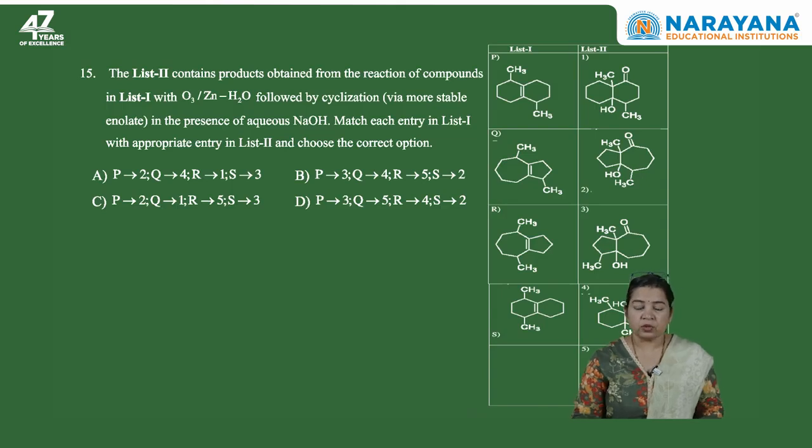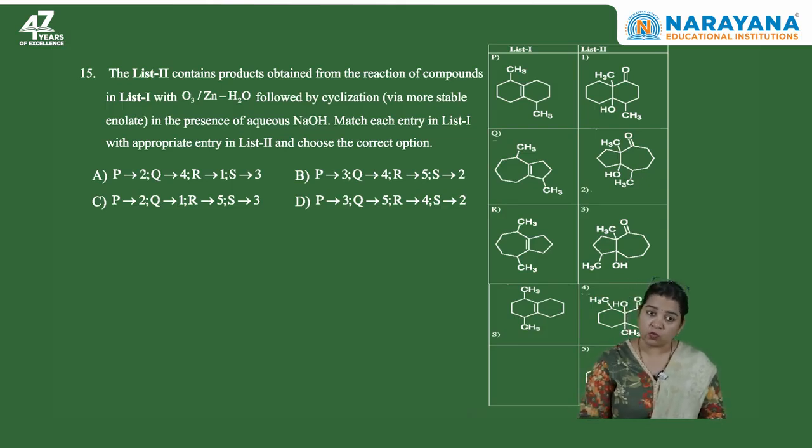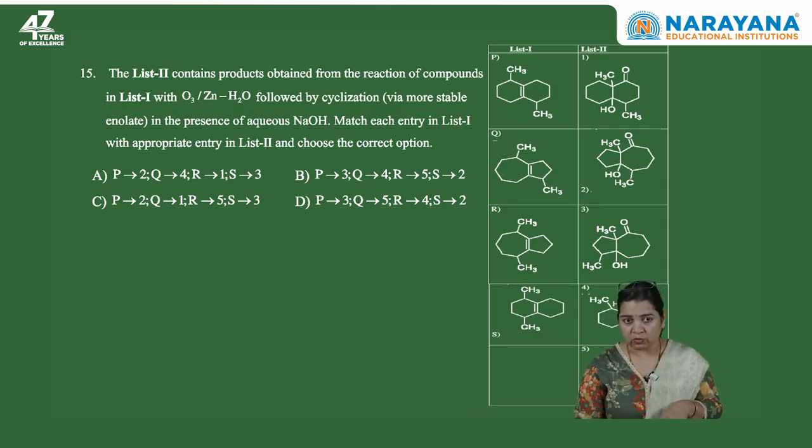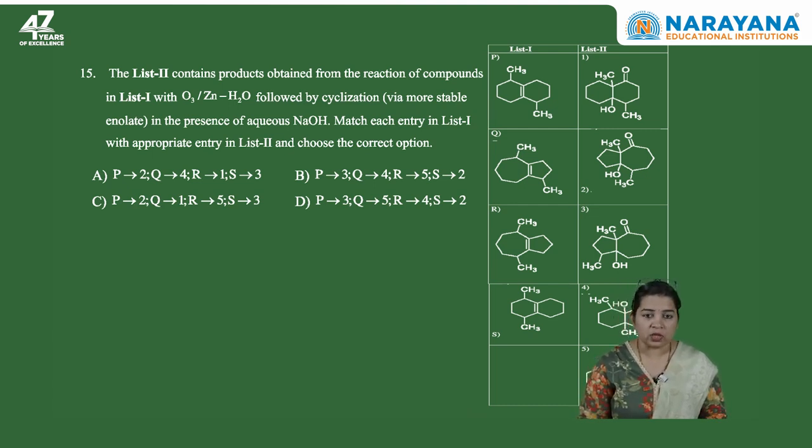So this is a list 1 and list 2 match question. List 2 contains products obtained from the reaction of compounds in list 1. List 1 compound is to be treated with ozone, followed by cyclization via the more stable enolate, that is, the more substituted enolate, in the presence of aqueous NaOH. Match each entry in list 1 with the appropriate entry in list 2 and choose the correct option.